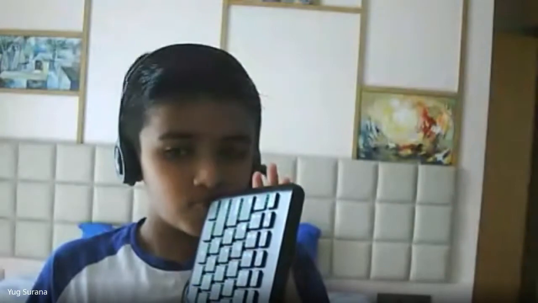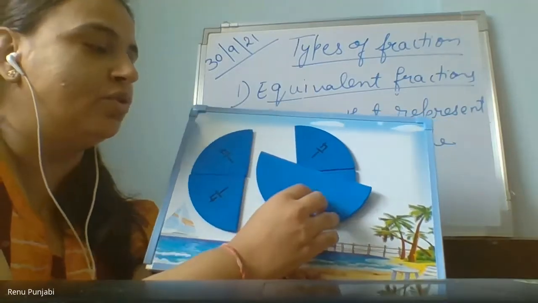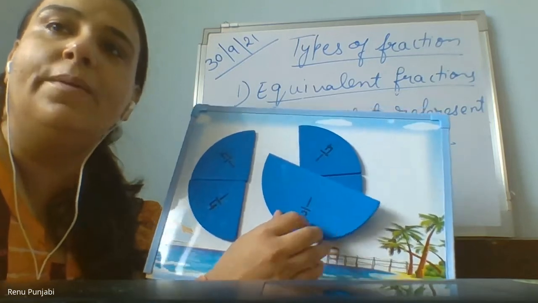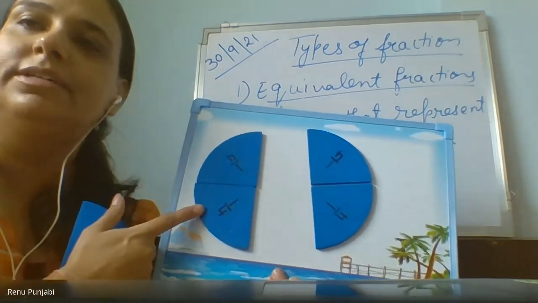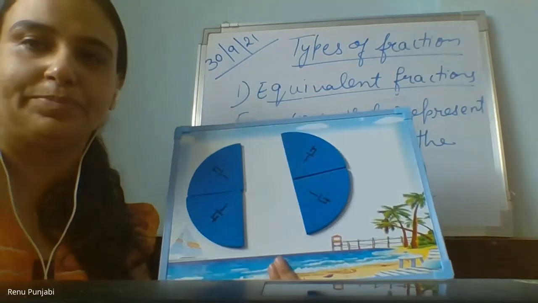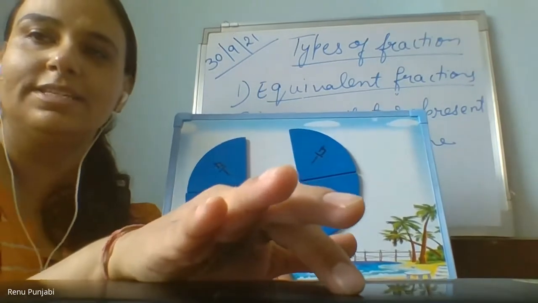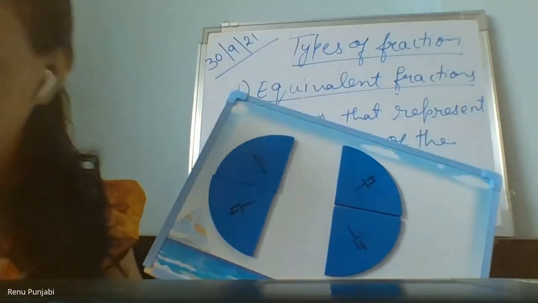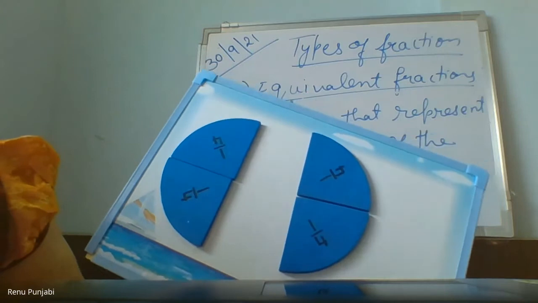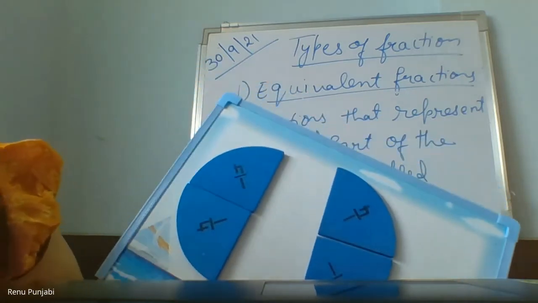So can you see that 1 upon 2, when you multiply the numerator and the denominator by 2, you will get 2 upon 4. This way you can practically also see. Got it, students? Yes, ma'am. Suppose there is a pizza which I divided into 8 parts.